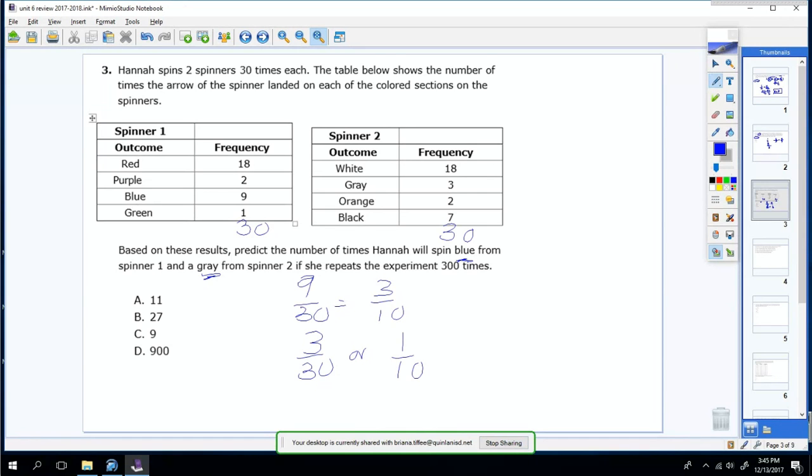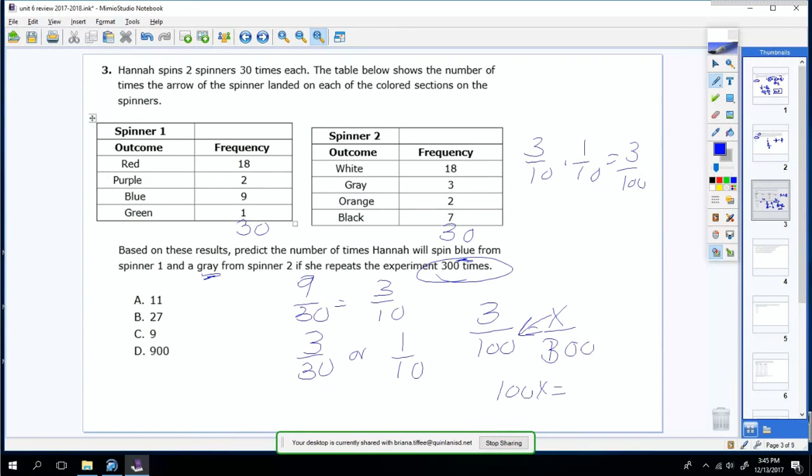So you've got to find the probability of them together. So you're going to do 3/10 times 1/10, which is 3/100. But that's not what it's asking for. It's asking how many times this will happen if she does it 300 times. So you do 3 over 100 is equal to x over 300. So you're going to cross multiply. You get 100x is equal to 900. Then you're going to divide by 100, and x will equal 9.